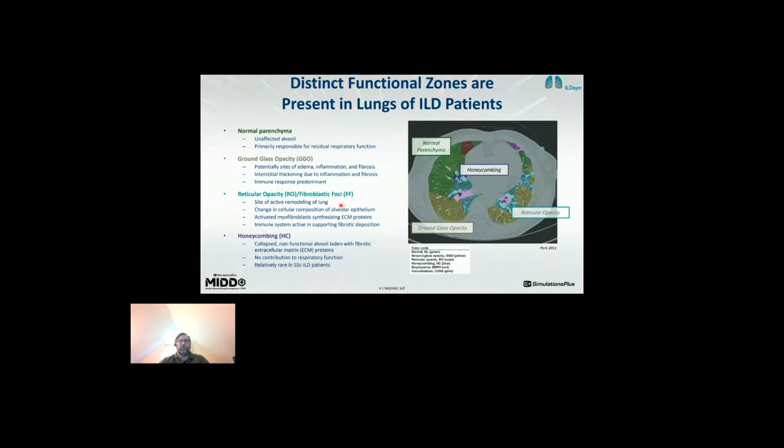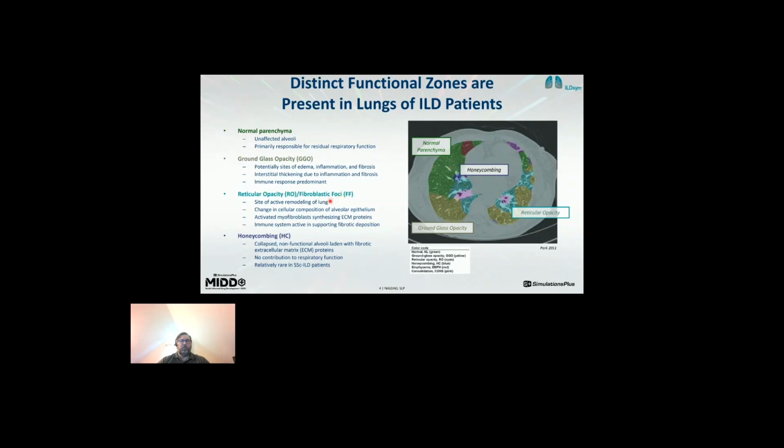The biggest difference in terms of what we'd want to represent is that ground glass areas are more inflammatory, although they have fibrosis as well, and potentially would have tissue edema. Reticular opacity areas are also sites of active remodeling, but are more fibrotic. Those are very broad brushstrokes, but that's what we need to represent in translating the pathophysiology to the mathematical and computational representation. Those two have ongoing disease progression.